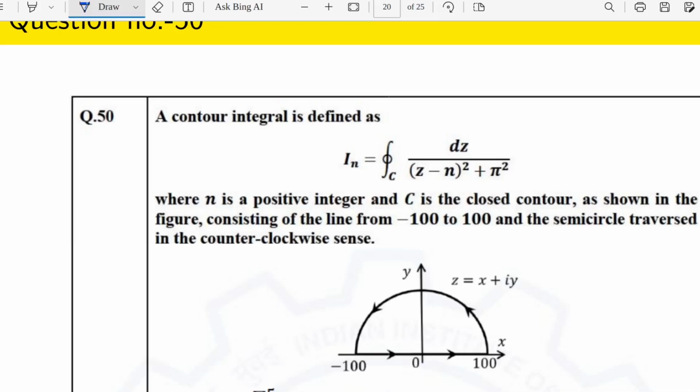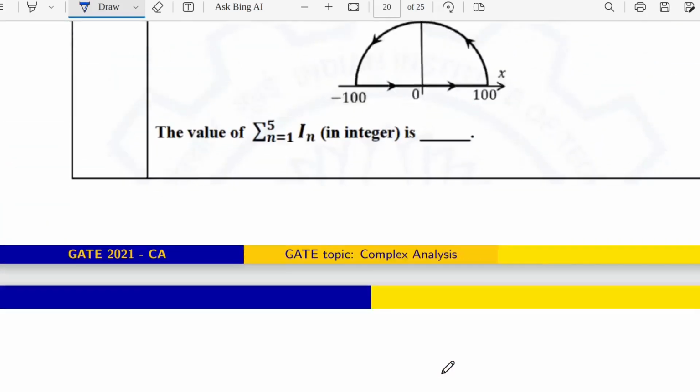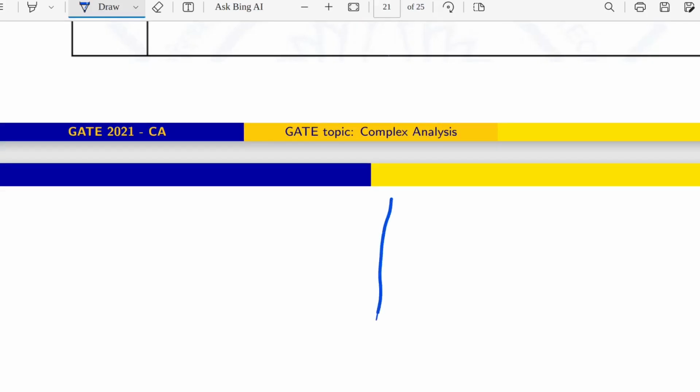I think it's understandable, right? We are just going to calculate an integration of a complex variable. And the function is 1 by (z minus n) whole square plus pi square. And there is a condition that we have to calculate it for n equals 1 to 5. That means the summation over n equals 1 to 5 of I n. That is the main thing. Okay. So we are just going to do that right now. Let me do the figure first.